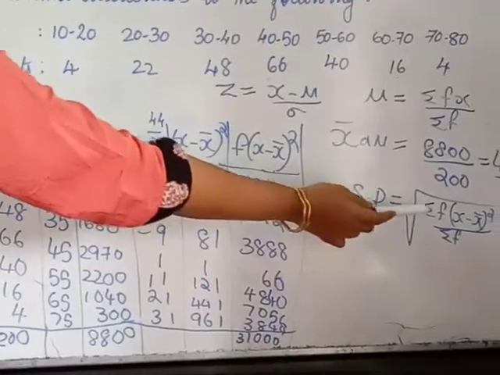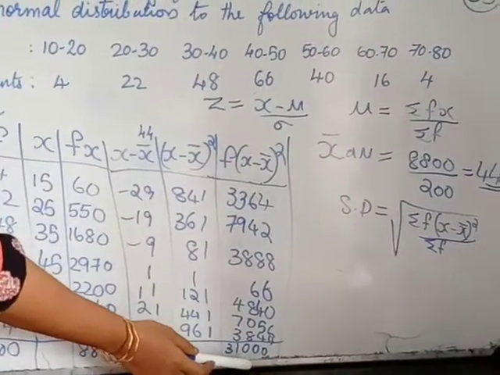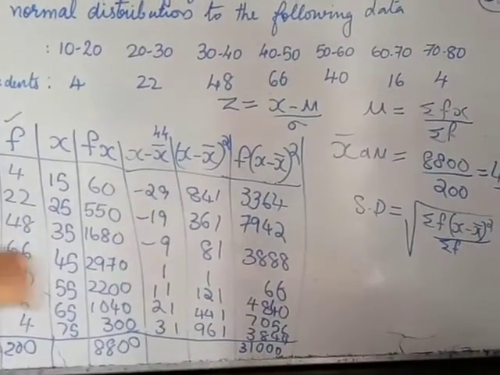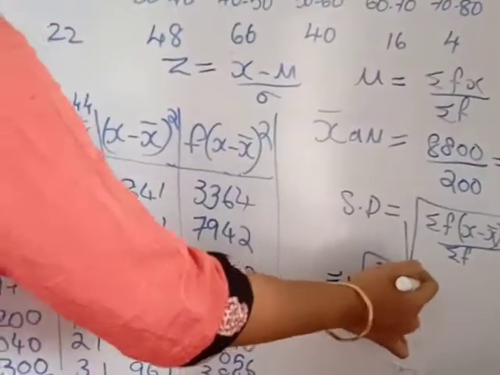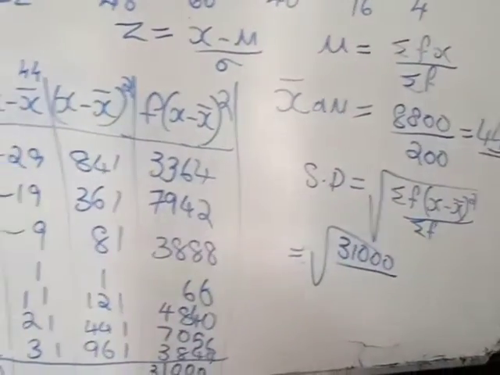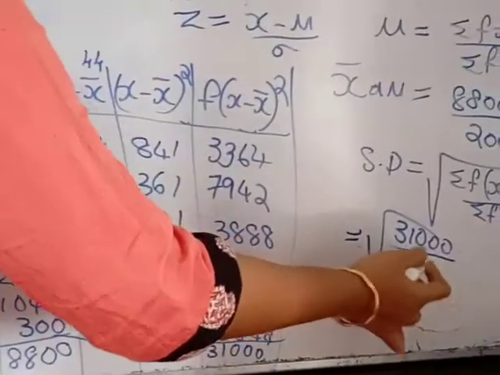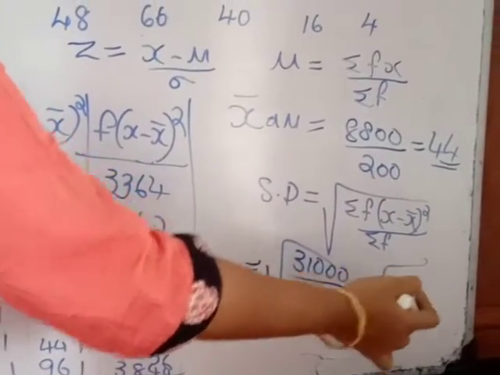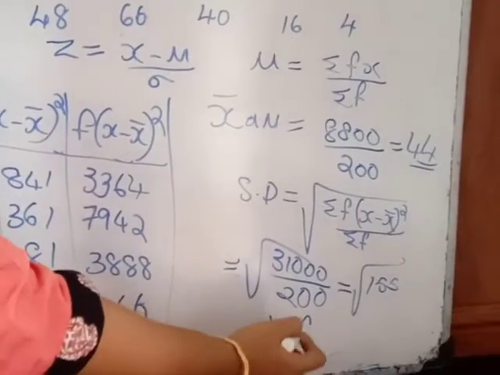Now let's take the total of f into x minus x bar the whole square, because we need the summation of sigma f into x minus x bar the whole square. For that, take the sum of this last column, it is 31,000. Substitute over here, it is root of 31,000 by sigma f. What is the f total? It is 200. Already we have calculated, right? So by 200, it is root 155, which is equal to 12.5.